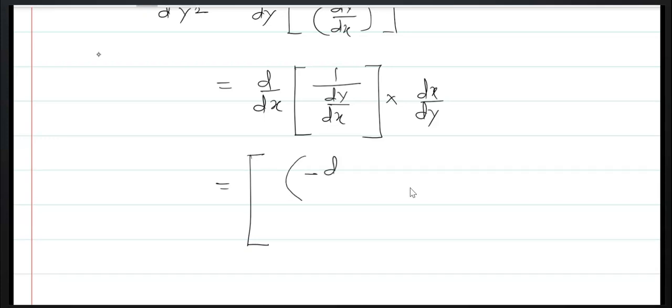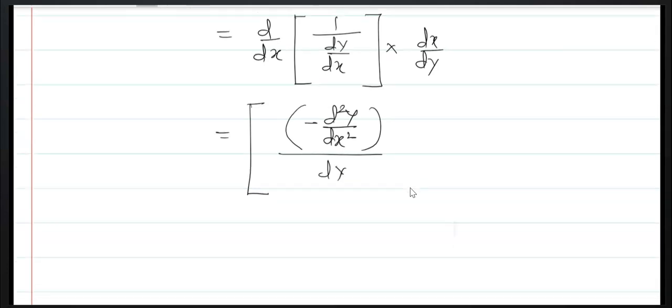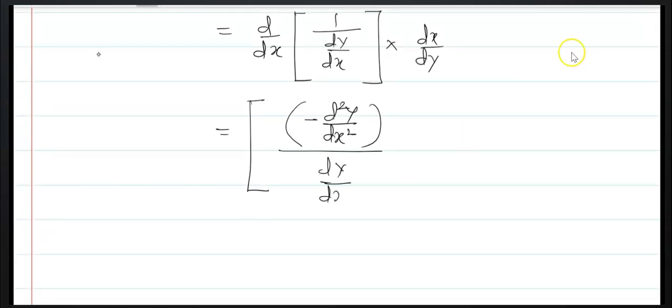Therefore, here is dy by dx. It is a derivative of just like 1 upon x. What is the derivative of 1 upon x? That is minus 1 upon x square. In the same manner, there is minus dy by dx bracket square upon derivative of dy by dx, which is d2y by dx square. Now this step is important.